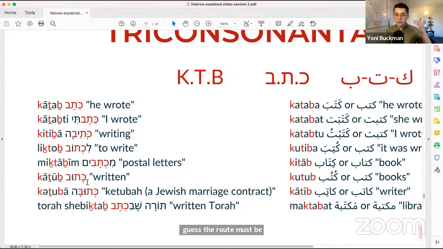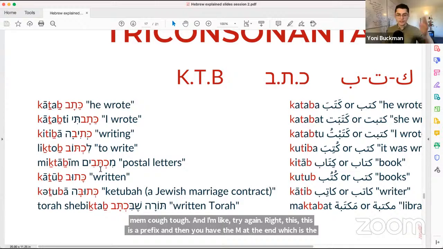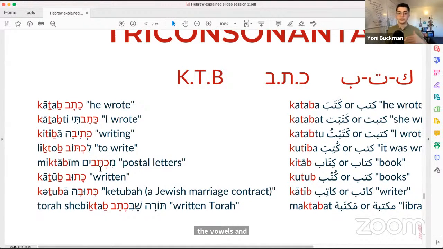And remember, these vowels, these dots and dashes, were invented by those Tiberian Masoretes, right? And so this is around 600 to 1000 CE. So the Bible wasn't written this way. People just knew how to manipulate the sounds around the root as you were trying to create new meanings out of the core.